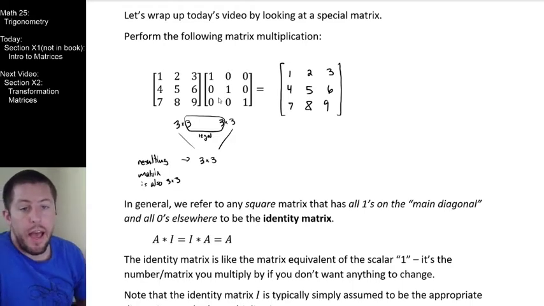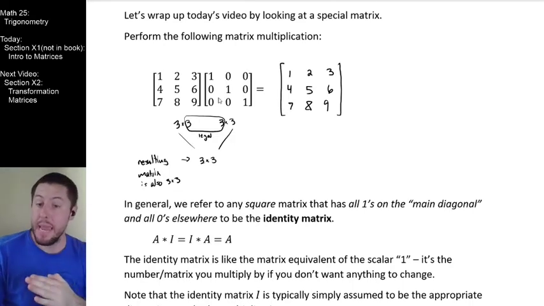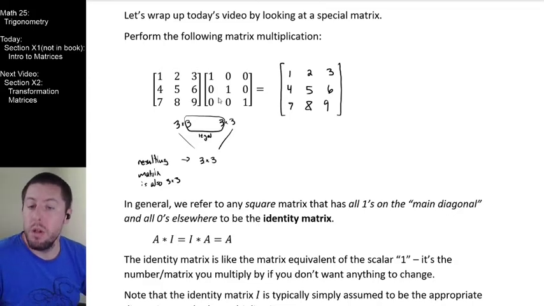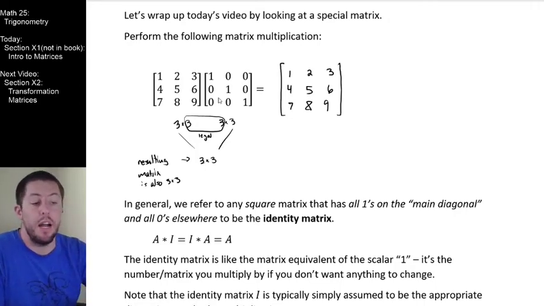A square matrix that has all ones on what we refer to as the main diagonal, top left to bottom right, and all zeros everywhere else, is what we refer to as the identity matrix, because when you multiply by the identity matrix, you keep your identity. You're the same as you were before at the end of it. The identity matrix should be able to be applied on either side.